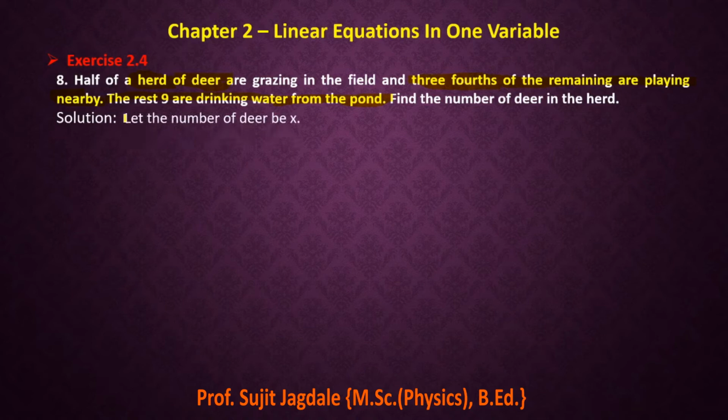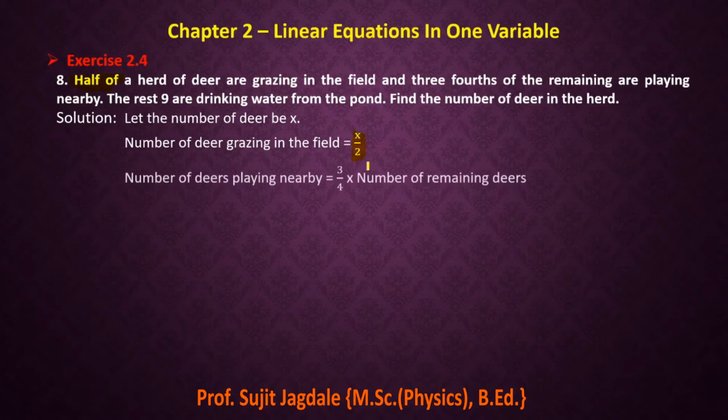So for that purpose we are going to consider that the total number of deer will be x. So that is our condition. We have to take one variable. You can take any other variable from A to Z. I have chosen x. Then the number of deer grazing in the field is already mentioned. Clearly it is mentioned. Half means, total number is x, so half is going to be x upon 2. So the number of deer grazing in the field is going to be x upon 2.